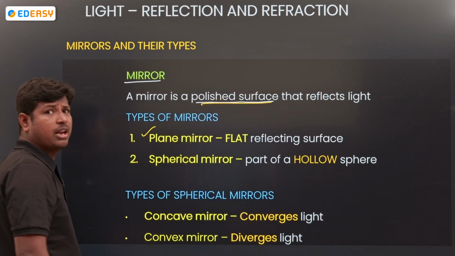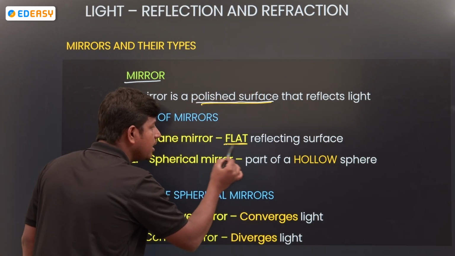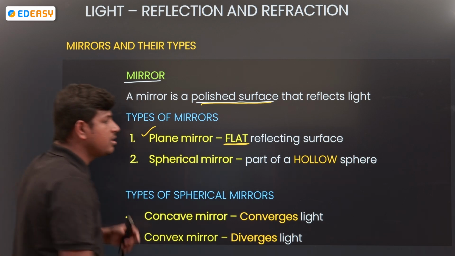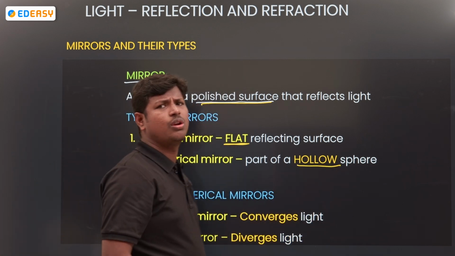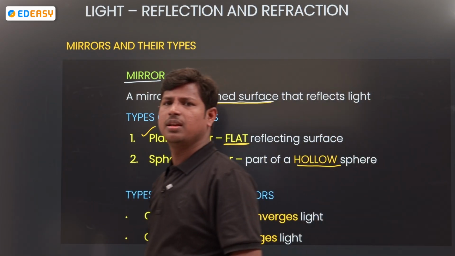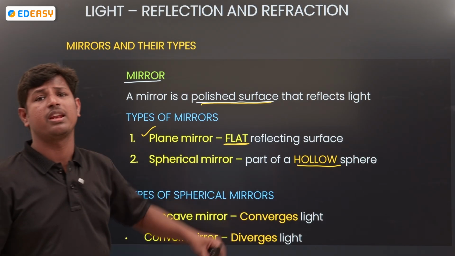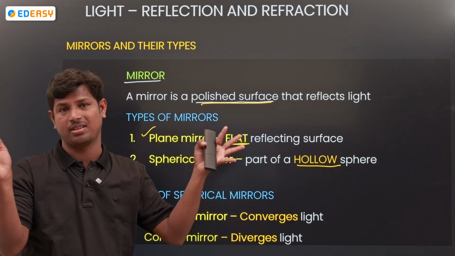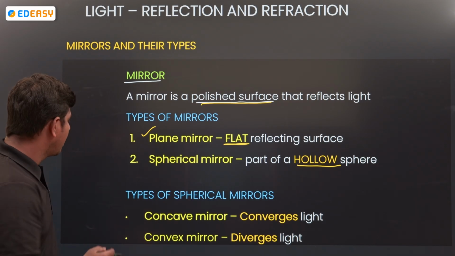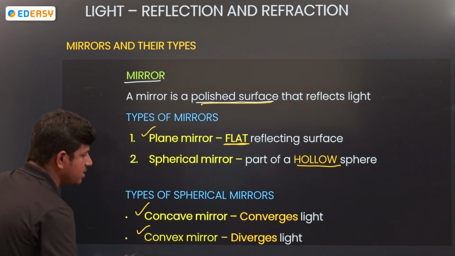Plane mirror. Plane mirror means the surface will be flat. Spherical mirror. Spherical mirror means it is a hollow sphere. Plane mirror is flat, spherical mirror is hollow. Again in the spherical mirror we have two types. How many types in a spherical mirror? Two types. What are they? Concave mirror and convex mirror.